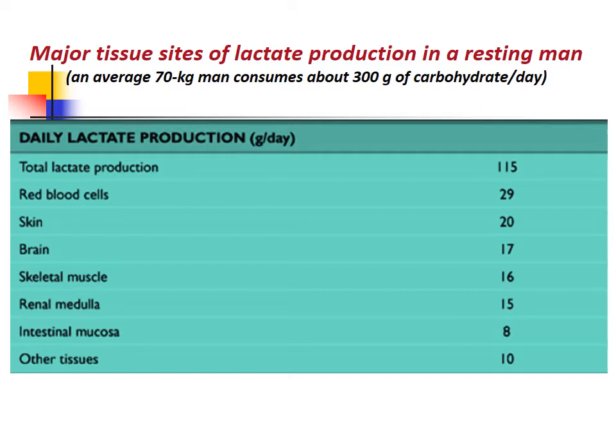Major tissue sites of lactate production in the resting man. An average 70 kilogram man consumes about 300 grams of carbohydrate per day. Daily lactate production, in grams per day: total lactate production is 115. Red blood cells produce 29 grams per day. Skin produces 20 grams per day. Brain 17. Skeletal muscle 16. Renal medulla produces 15 grams per day. Intestinal mucosa 8. Other tissues 10 grams per day.